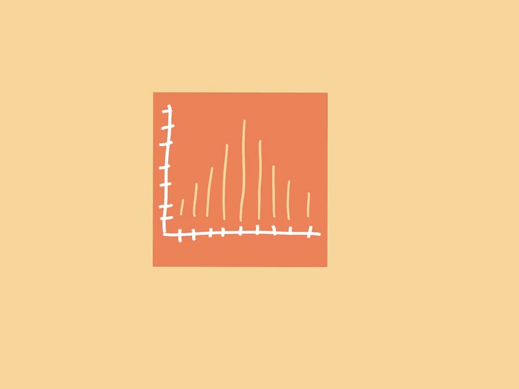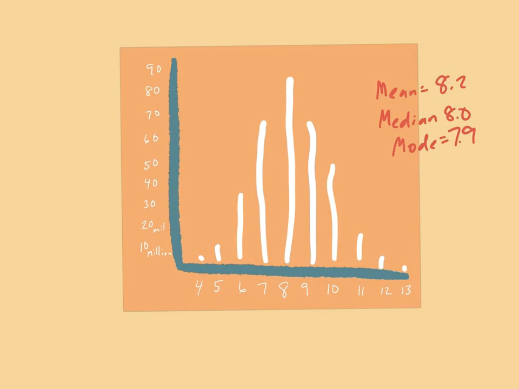Because this distribution is roughly bell-shaped and normal, we would use the mean as the center, and we would use standard deviation for the measure of spread. This roughly normal bell-shaped distribution has a mean of 8.2, a median of 8, and a mode of 7.9. Which would we use for the center? What value would we put for the center of this? Yes, it would be mean, 8.2.